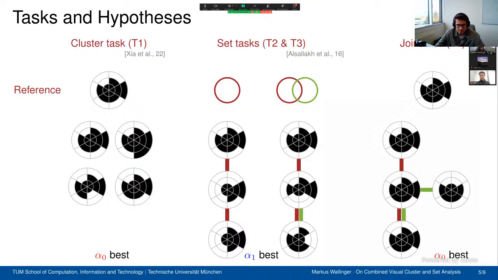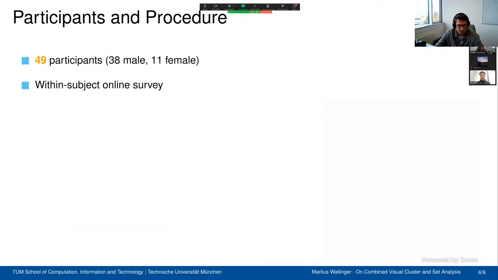Now, for the hypothesis we had, of course, if you consider a specific perspective, it is probably also the best for the tasks you give. And with the joint task, we conjectured that the cluster perspective would be better just because of the search strategy the participant might apply. And with alpha 0.5, we conjectured that it's never best or worst.